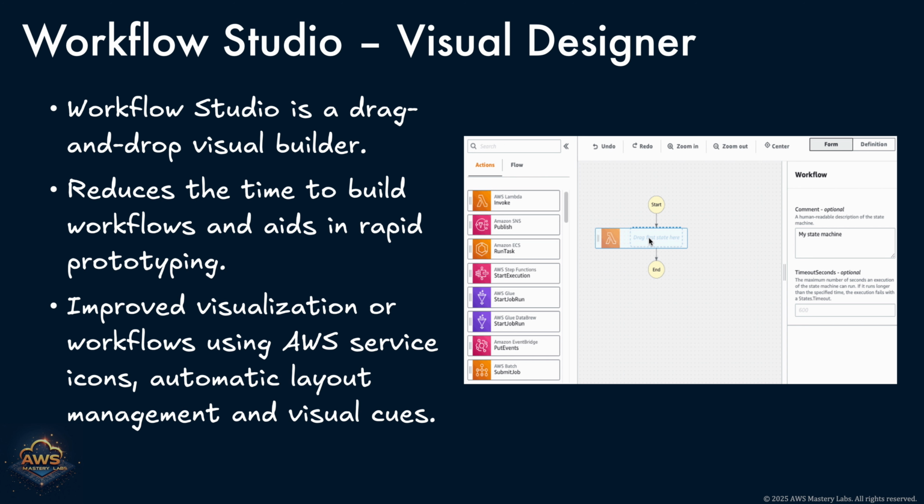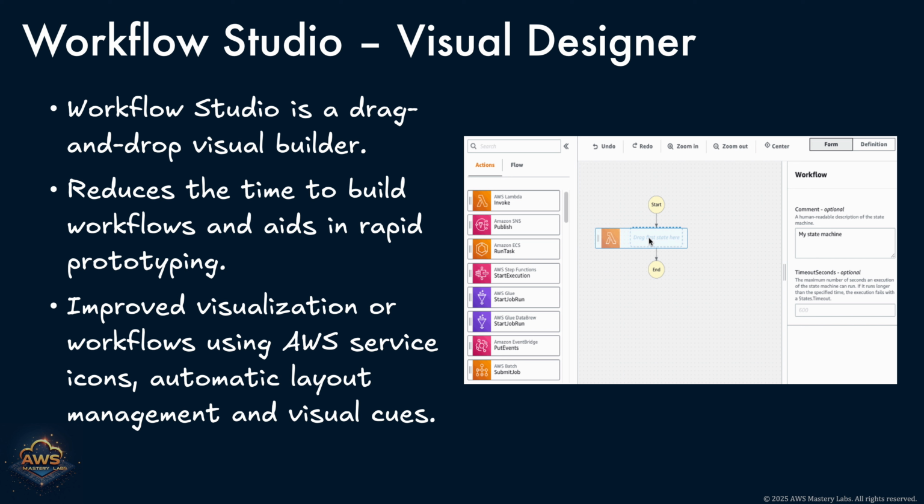You can visually wire together sequences, add parallel branches, introduce error handling paths, and even build retry logic, all by clicking and connecting components. The right panel gives you access to configuration options, allowing you to customize input and output paths, parameters, error catchers, and result selectors.